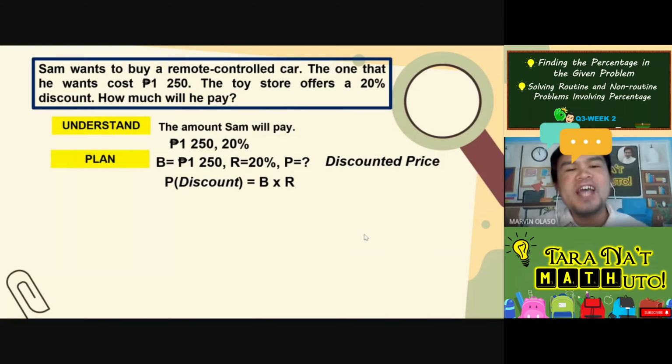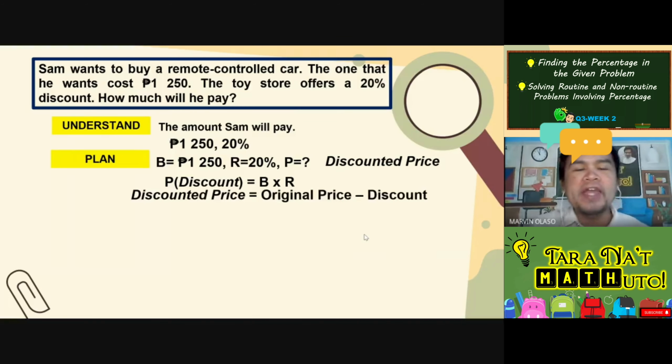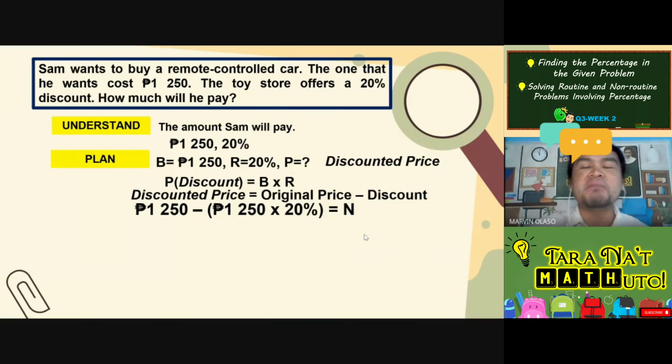To get the discount, we need to follow the formula P equals B times R. To get the discounted price, we subtract the discount we got from the original price. So let's have this mathematical sentence: 1,250 pesos minus the discount, 1,250 times 20%, is equal to N. Let us solve the problem now.